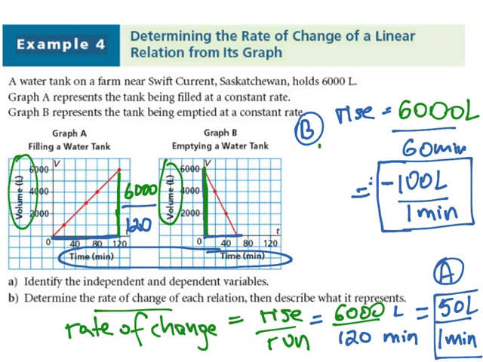Because the graph is moving up and towards the right for graph A, we consider this a positive rate. But since the graph, as we move right, moves down, that is considered a negative slope. And that's why the emptying effect of this graph has a negative rate. And that's why it's important that we put the negative 100 liters per 1 minute as the emptying effect, as a negative rate of change. This concludes our lesson.